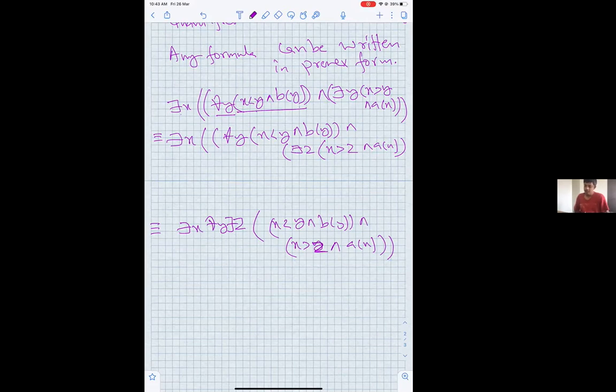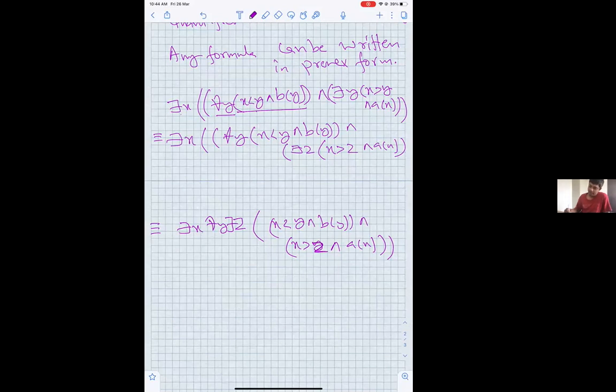Okay, so this way, there is nothing complicated going on. It's just that you have to be a little careful when you are pulling out. When you're pulling out across conjunction and disjunction, you don't have to worry. But if you're pulling across implication, then you have to be a little careful. First of all, you have to convert it into and/or, and then you have to pull out the quantifier. So this is how you convert any formula to Prenex form. So any formula can be written in Prenex form.